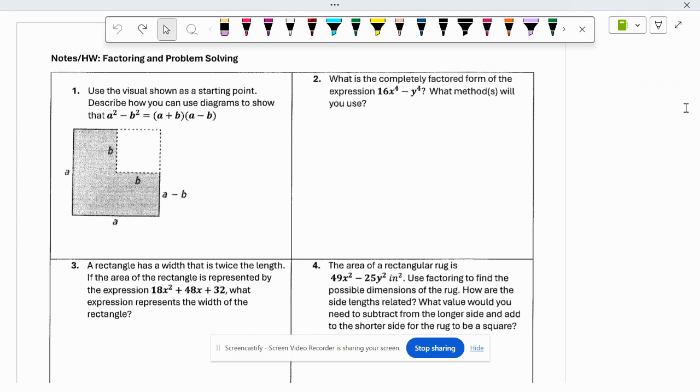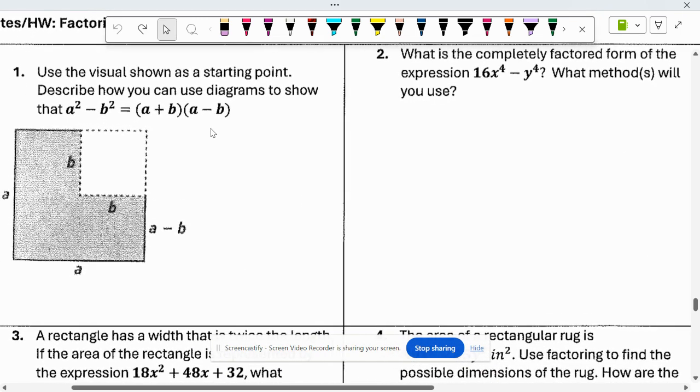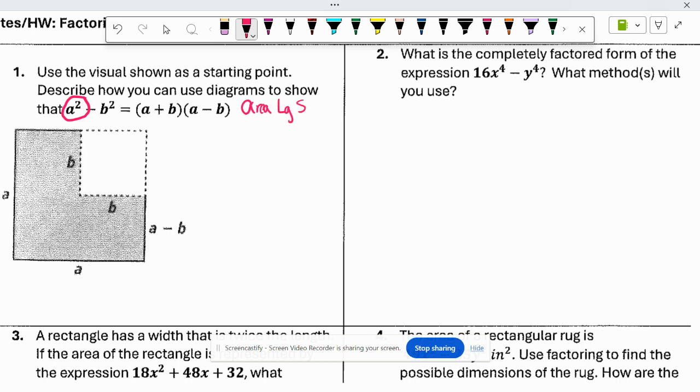So this first one says, use the visual shown as a starting point and describe how you can use a diagram to show that a squared minus b squared is the same thing as a plus b times a minus b. So here's what I want you to think about. First of all, this is like a squared. That's like the area of the large square. That's what I want you to think about that as. A times a, that's just going to give me the area of the large square. Does everybody see that?